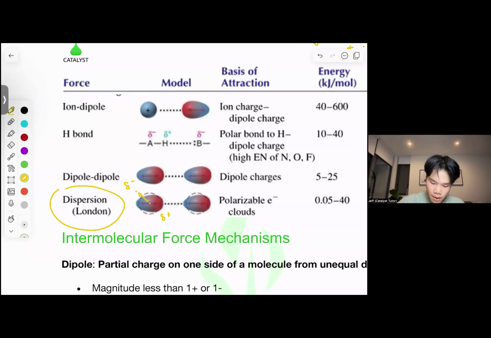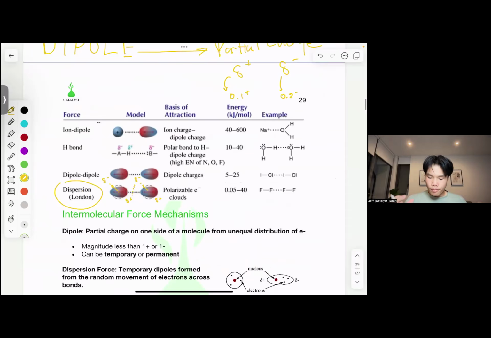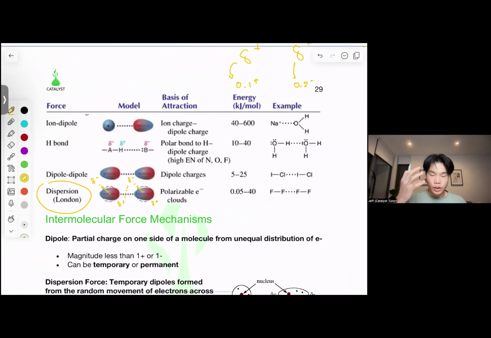So say that the same thing happens on this one. You have the electrons move to the top left. That results in a delta negative and a delta positive. Dispersion force can then form between wherever you have a positive and a negative dipole. And that is what we call electrostatic attraction, the attraction between opposite charges. Okay, so that's dispersion force.